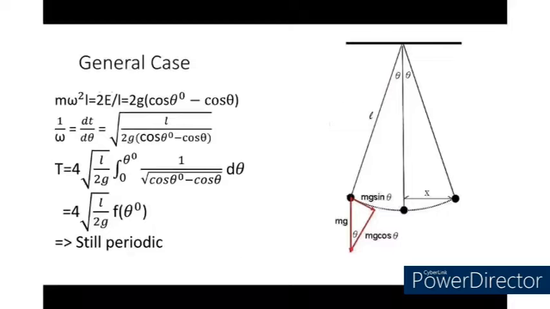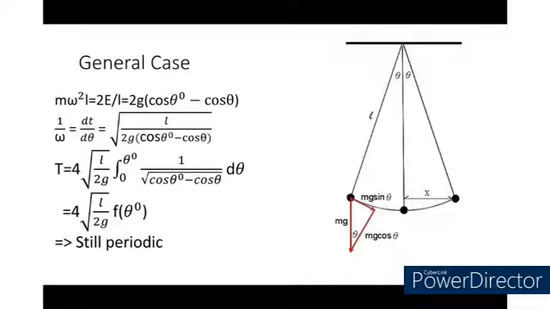But in the general case, theta might not be smaller than 5 degrees. We need to use more force analysis to know the precise period of the motion. We get m times omega squared times L equals 2g times cosine theta 0, which is the max angle of the movement, minus cosine theta. The theta is the current angle of this position.